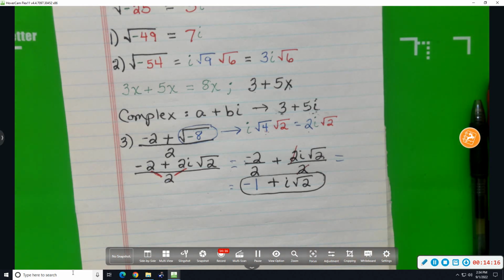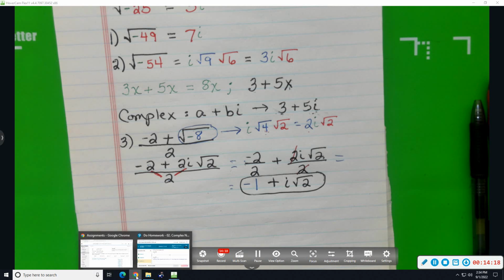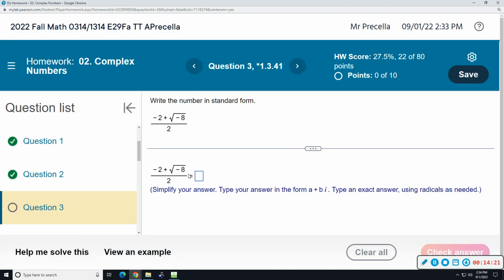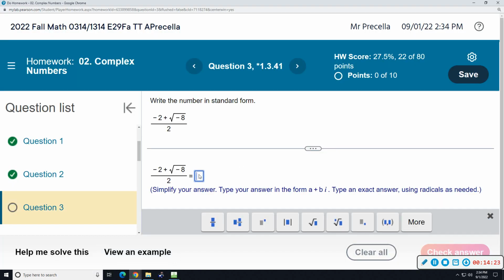As if you expect them to remember everything you mentioned. So, any questions on that? Negative 1 plus i square root of 2.